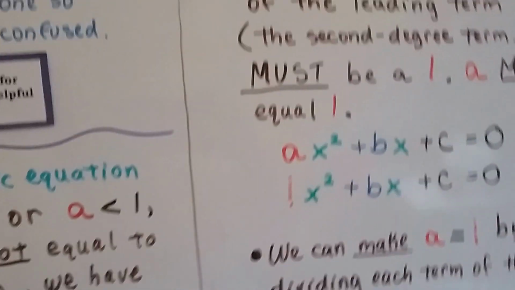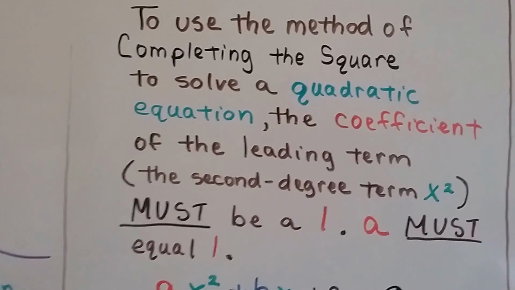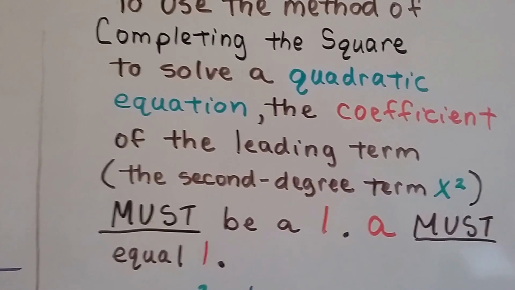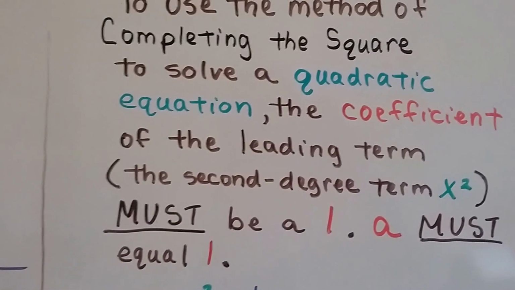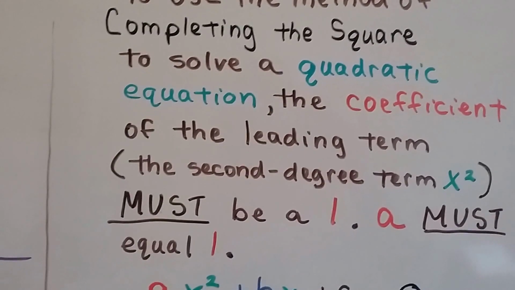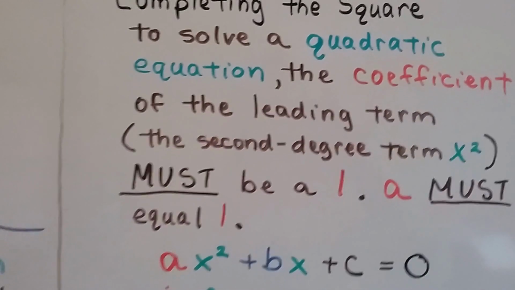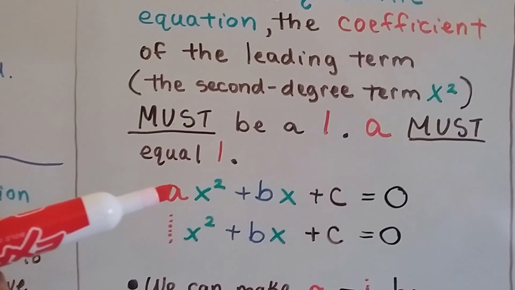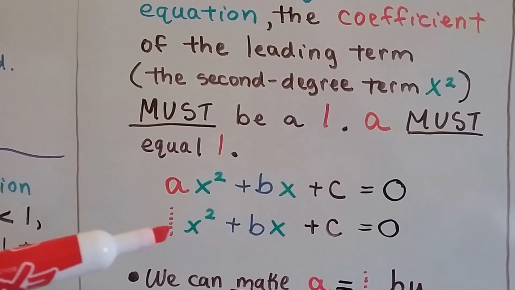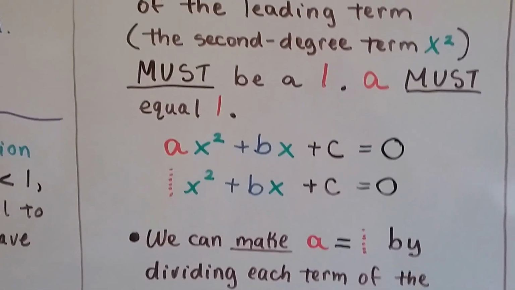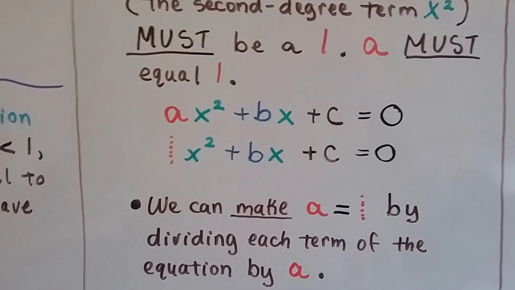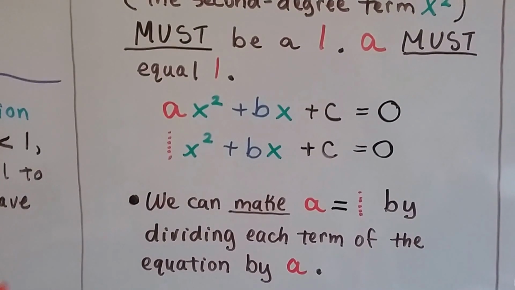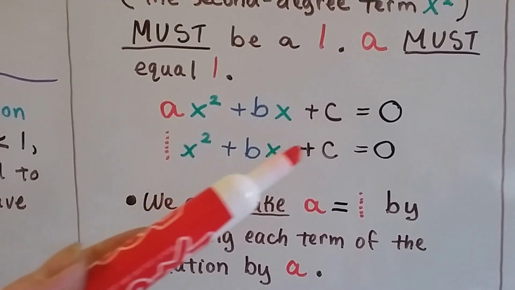So to use the method of completing the square to solve a quadratic equation, the coefficient of the leading term, a, that second degree term x squared, must be a 1. A must be equal to 1. So here's our quadratic equation. Here's a. It's got to equal a 1. We have to have our friend, the invisible 1, in front of it. And we can make it be a 1. All we have to do is divide each term of the equation by a.